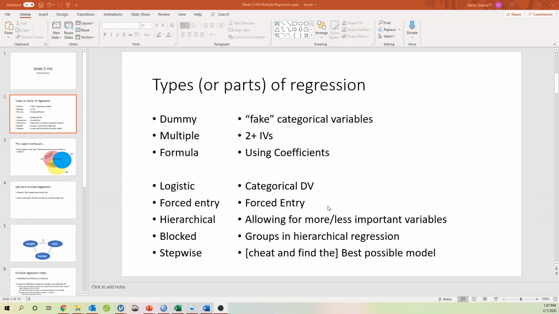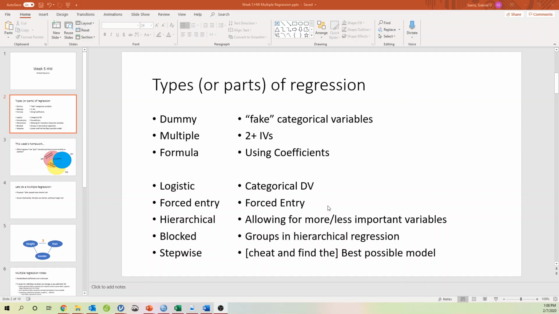Logistic regression is a regression for dependent variables that are categorical, so making a prediction, what is the likelihood of this or that condition. And these next 4 types of regression are things that can apply to any of the things that we've learned so far. So any of these options are going to be useful, applicable in logistic regression, or with dummy variables, or with your regression prediction formula. So what are we going to be looking at?